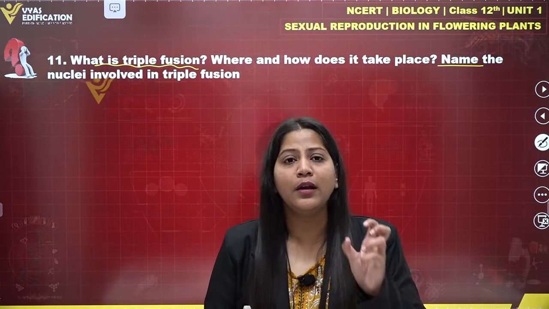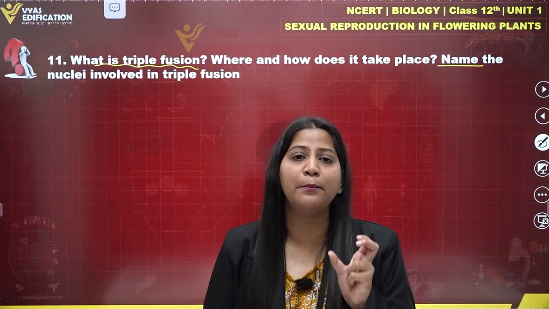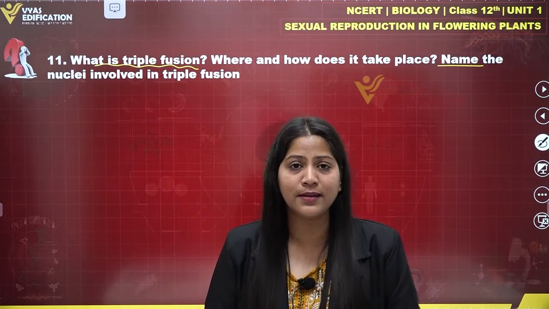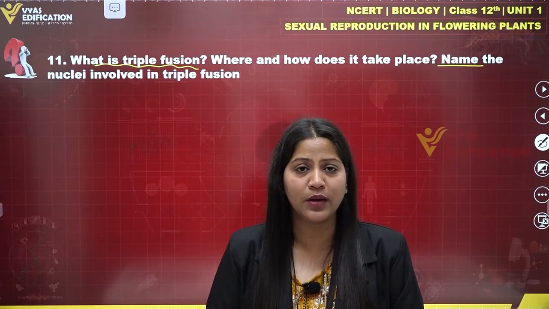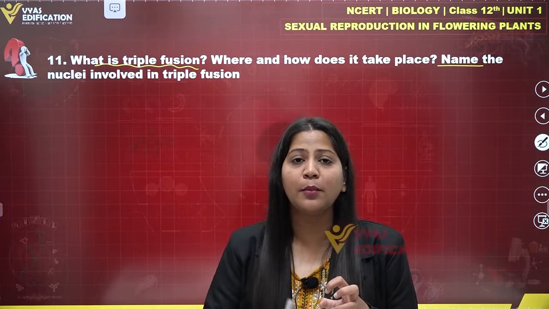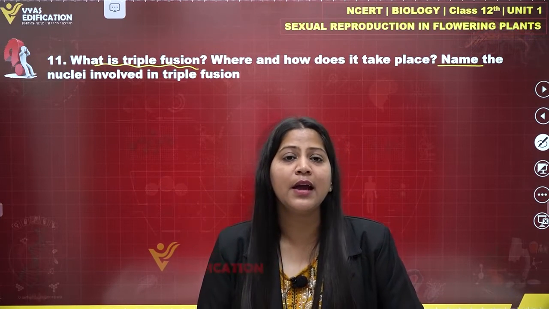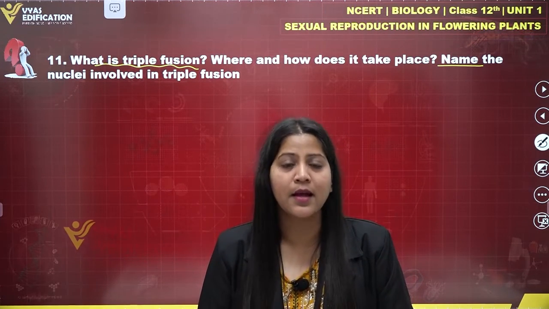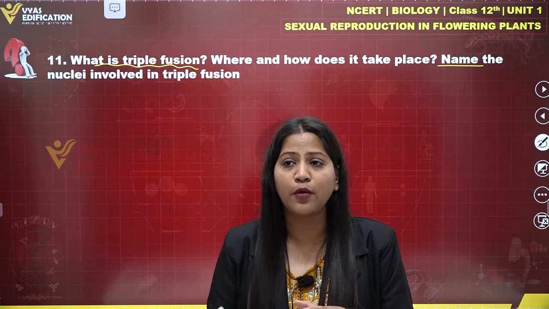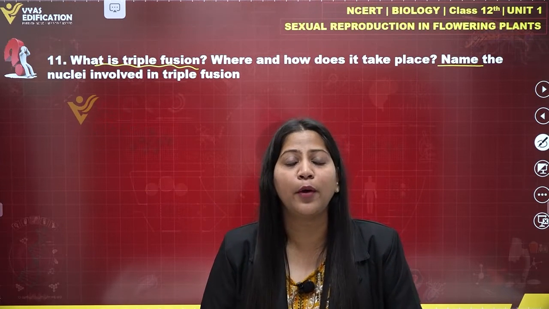The 2 polar nuclei present in the central cell of the embryo sac fuse with each other to form the secondary nucleus. This secondary nucleus fuses with the nucleus of a male gamete, forming a triploid structure known as the primary endosperm nucleus. Because it is formed from the fusion of 3 haploid nuclei, it is triploid in nature.